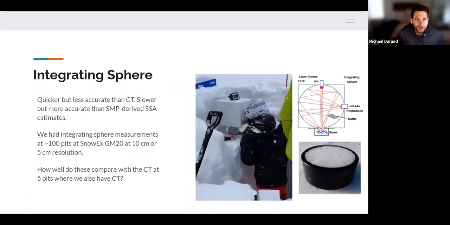Thanks. We wanted to compare these to the integrating sphere. The integrating sphere is a laser-based method that you make in a snow pit. It's fairly accurate and fairly quick, but it does have to be done in a snow pit. We have about 100 of these over the entire mesa, and we're going to compare at 5 pits where we also have CT. Next slide.